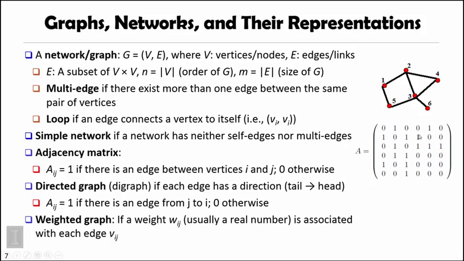Sometimes the graph may not just have a 1 or 0; there may be certain weights associated with every edge. A weight W sub ij, usually a real number, is associated with each edge between vertices i and j. Then this graph is a weighted graph.